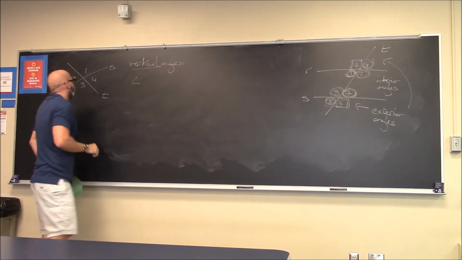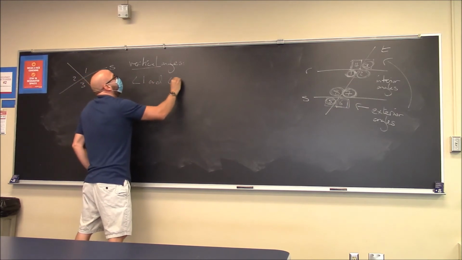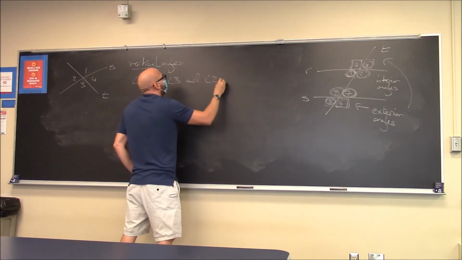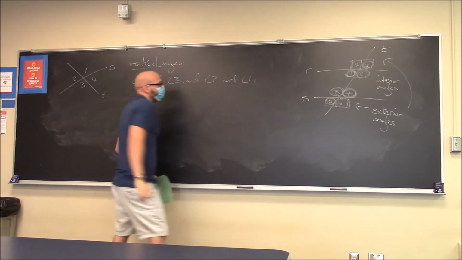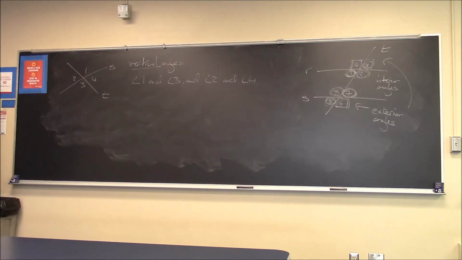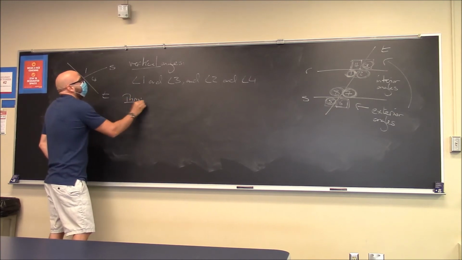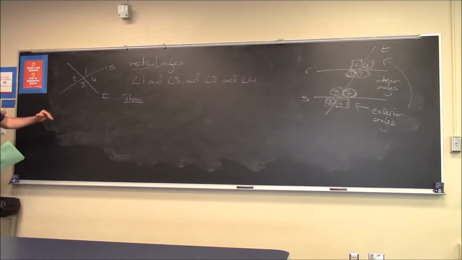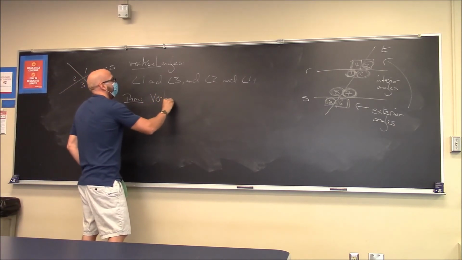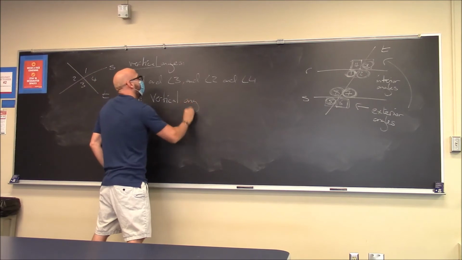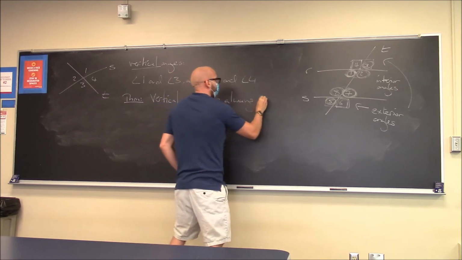Vertical angles. Let's not write a description, let's just tell you exactly what they are: 1 and 3, and 2 and 4. My claim, and I don't think our textbook proves this, but the proof is very simple. So we'll state this as a theorem and prove it. Vertical angles are always congruent.